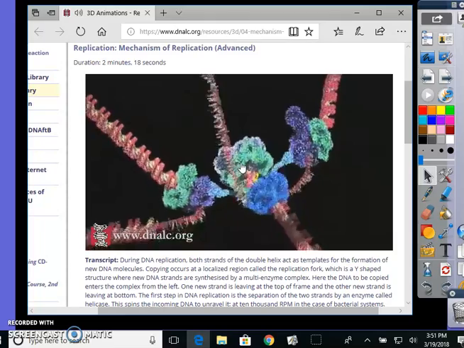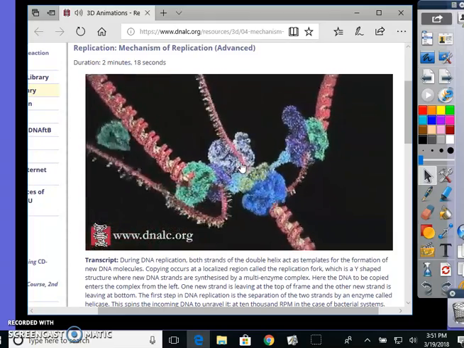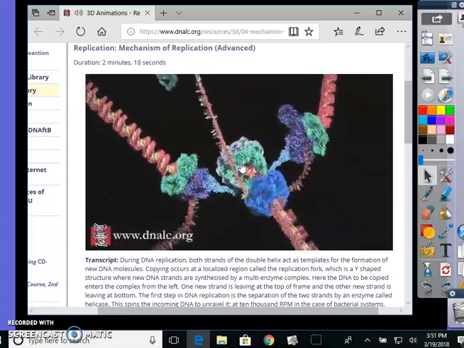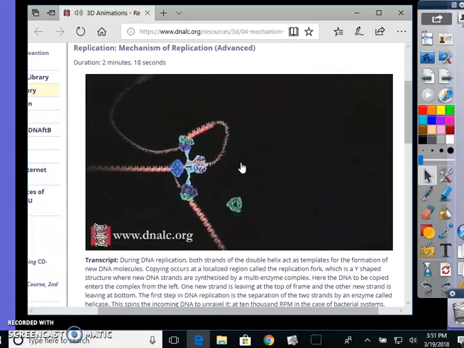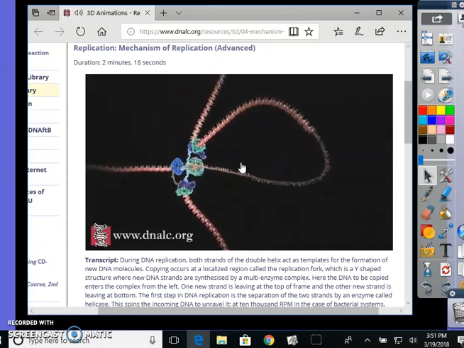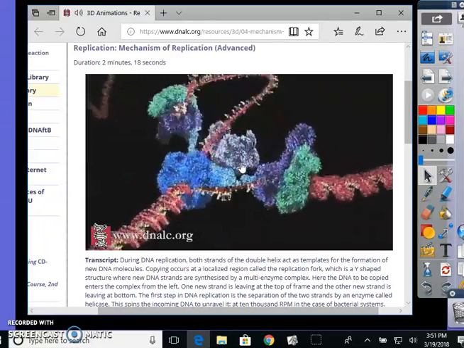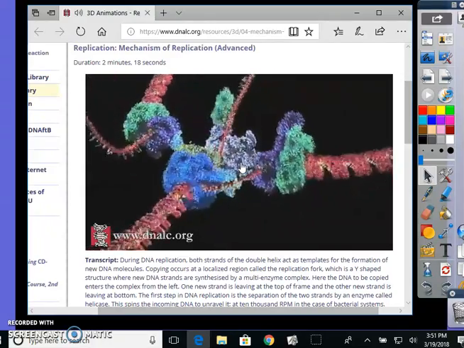During DNA replication, both strands of the double helix act as templates for the formation of new DNA molecules. Copying occurs at a localized region called the replication fork, which is a Y-shaped structure where new DNA strands are synthesized by a multi-enzyme complex.